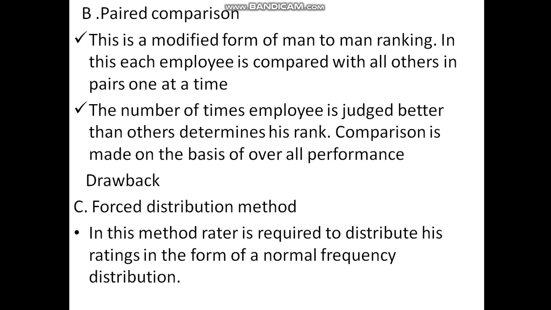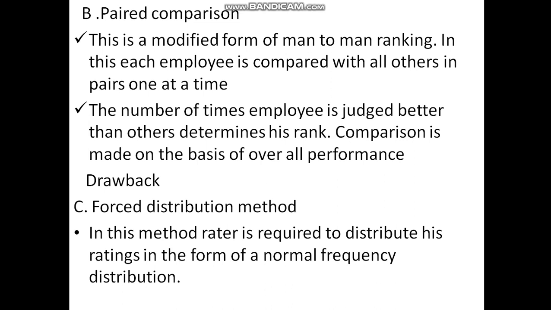Today I will be dealing with the remaining part of the multiple person evaluation methods. The first one is the ranking method. Then the second one is paired comparison.